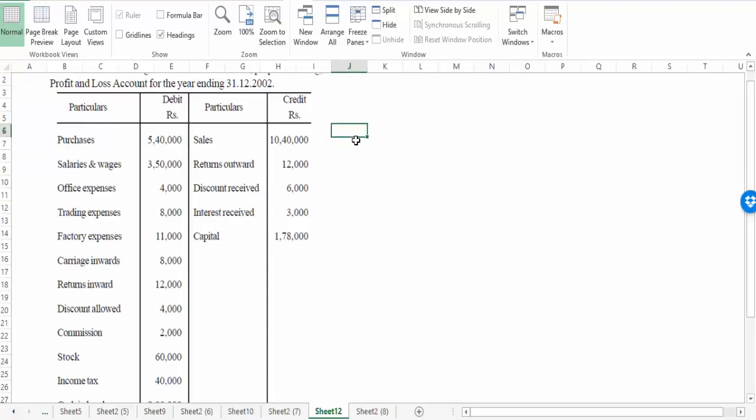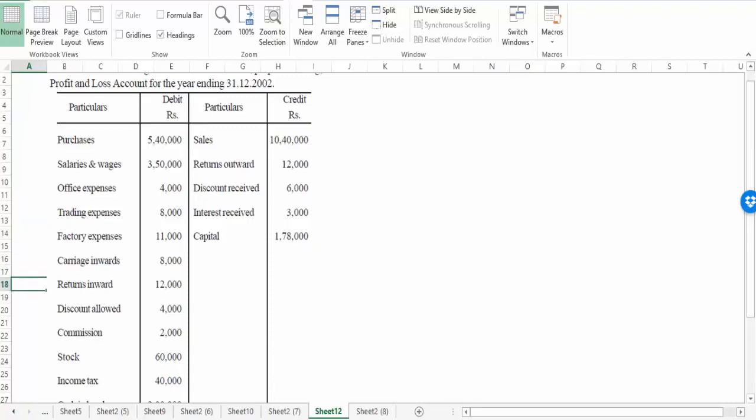But here our task is only to prepare trading and profit and loss account. So there may be some items which may not be relevant from trading and profit and loss angle. So let's understand item by item. If you look at purchase, it will appear on debit side of trading. Salaries and wages, your profit and loss debit. Office expense, P&L. Trading expense will be in trading. Factory expenses will be in trading debit.